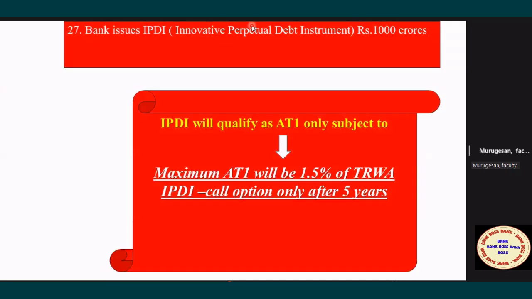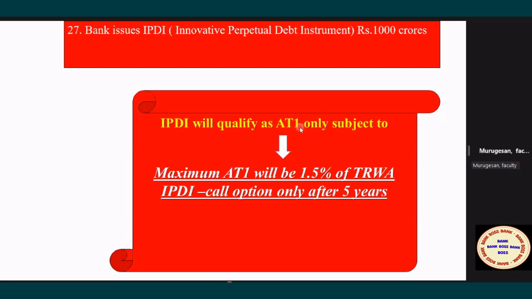So here, is it always a call option or put option? Call option. No, put option is not permitted. Call option means the bank only will have the rights. That is, the call option means the issuing bank alone can exercise the rights for premature redemption, and the investor cannot claim premature closure or premature winding up. Agreed, friends? So only IPDI, innovative debt, will qualify as AT1 only.